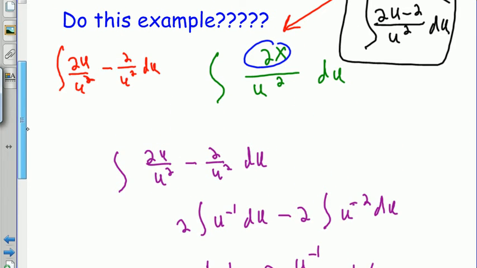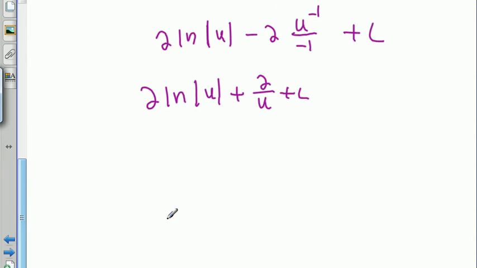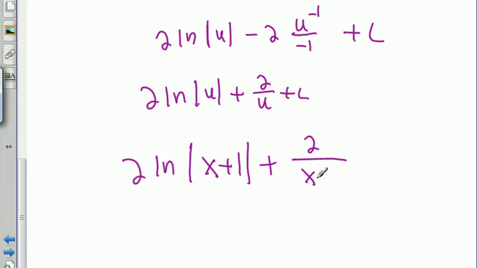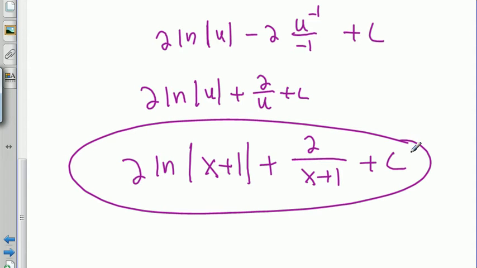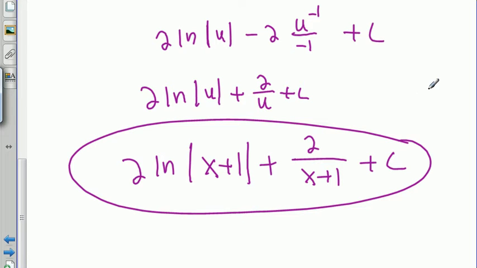Of course, we didn't put it back to x yet. So u is x plus 1. So it's going to be 2 ln of the absolute value of x plus 1, plus 2 over x plus 1, plus c. And if you think about it, we're really doing pretty complicated antiderivatives at this point, which is kind of nice. We're doing some things that are a little trickier. So that's where we're at.